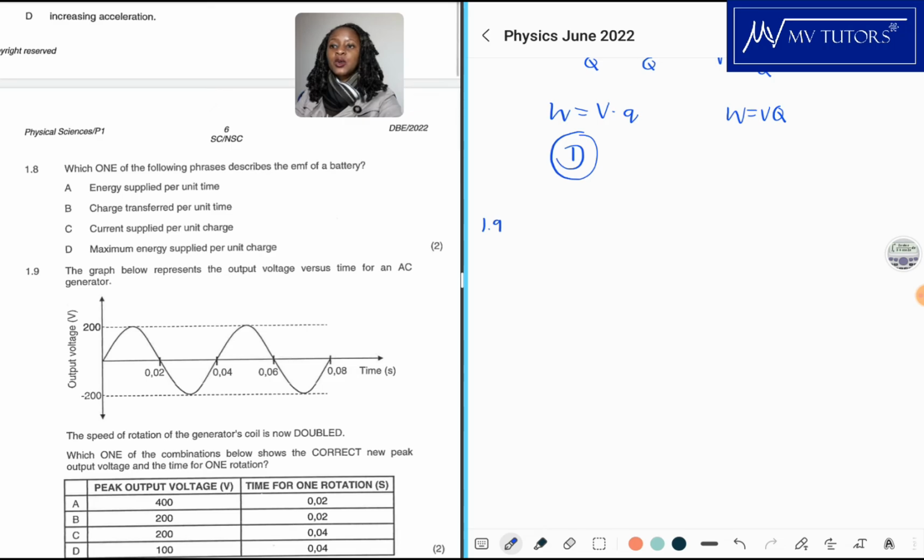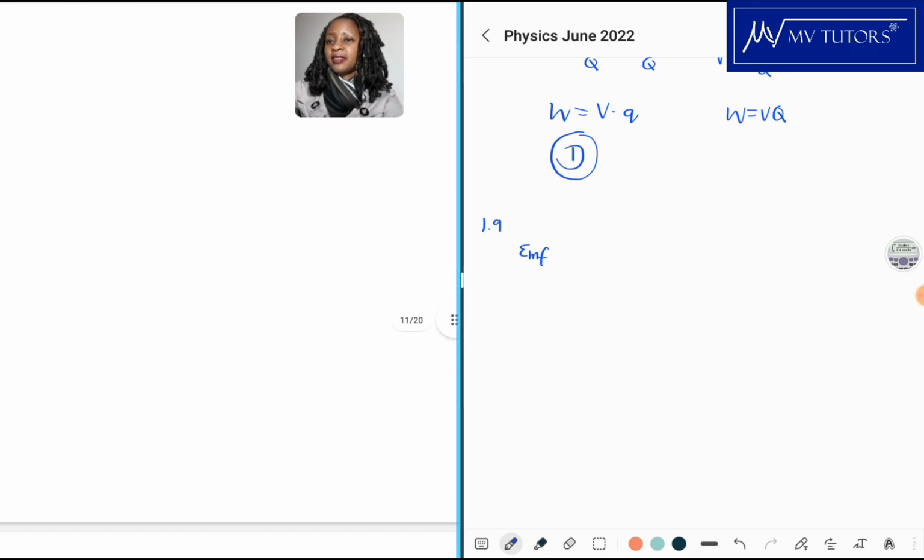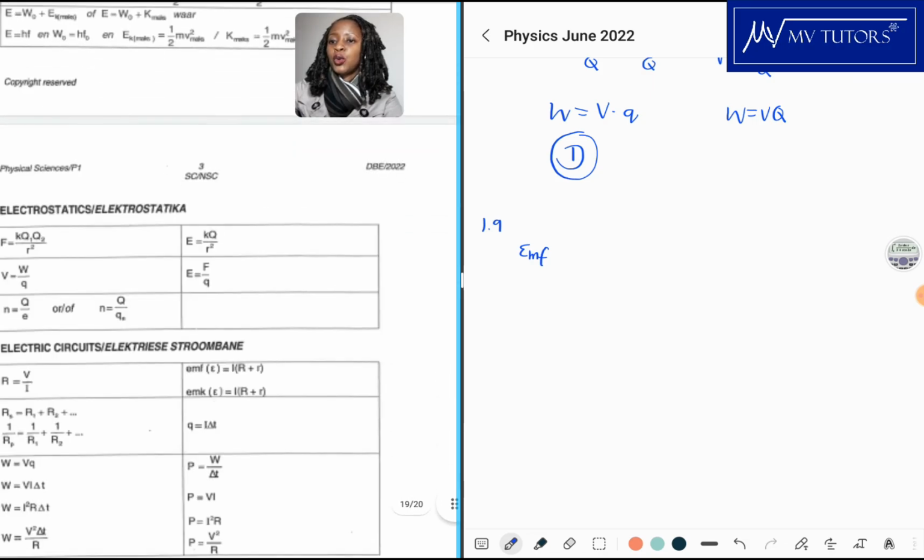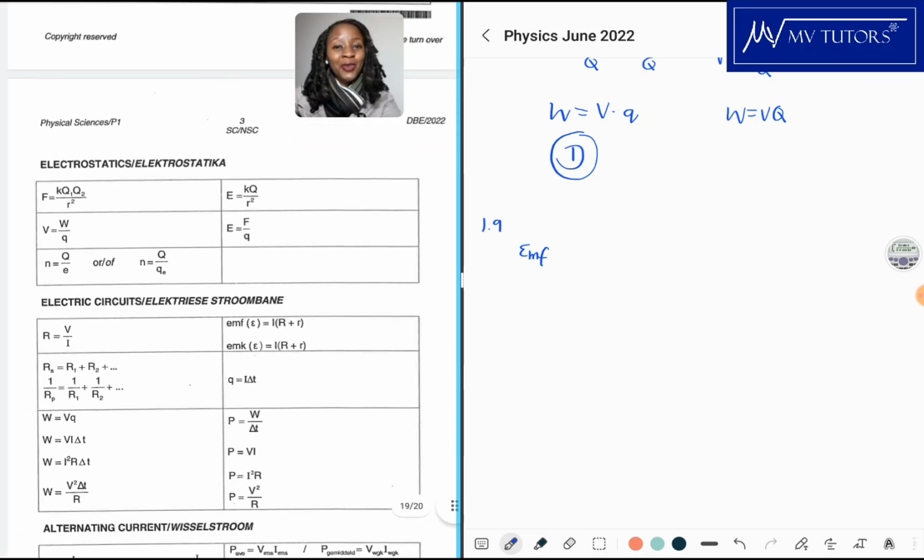Okay, so this reminds me of Faraday's law. I'm going to write down the equation and then we're going to discuss it, because we're talking about the speed of rotation of the generator's coil being doubled. I think that is being doubled, but let me write it down. So the equation there would be EMF. I don't know if they have it there, so that you know whether you should know it by heart or it's provided in the paper.